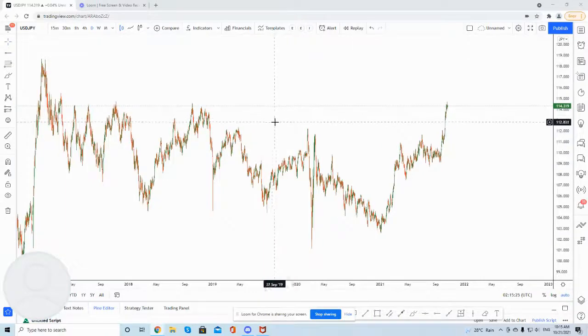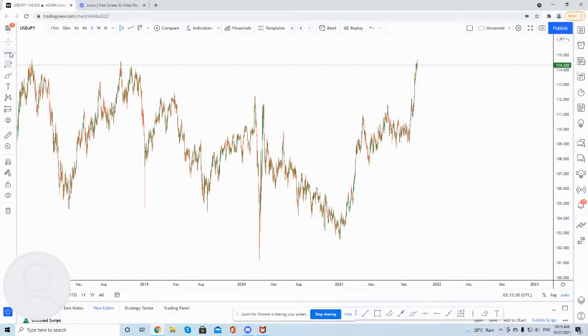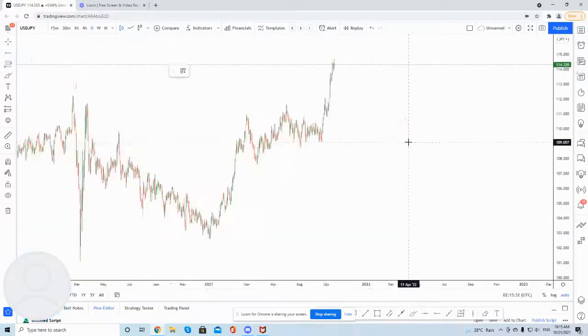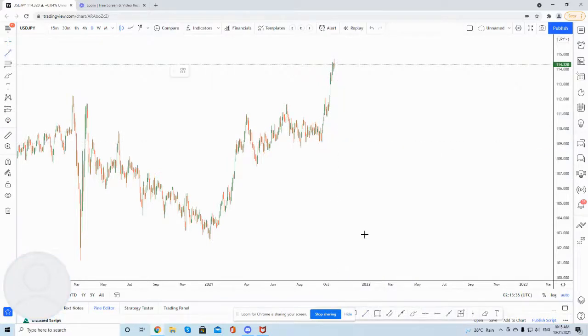So for today, we'll be talking about dollar yen. And dollar yen has been going on a clear uptrend. As you can see, I can draw an ascending trend line here to show that it's on a very bullish momentum. Sorry, give me a second to change this. And to show that this is a very bullish momentum.